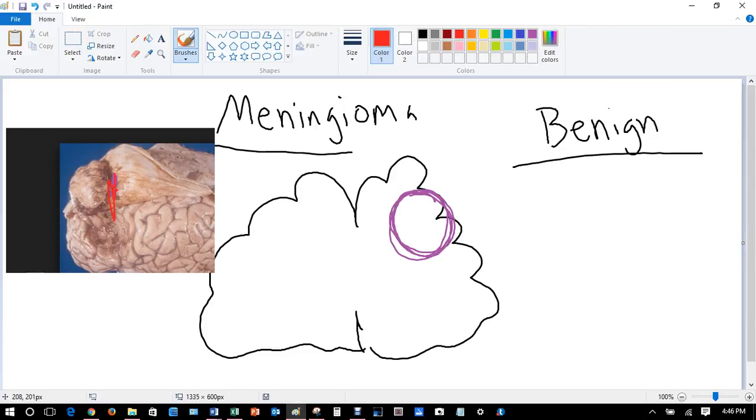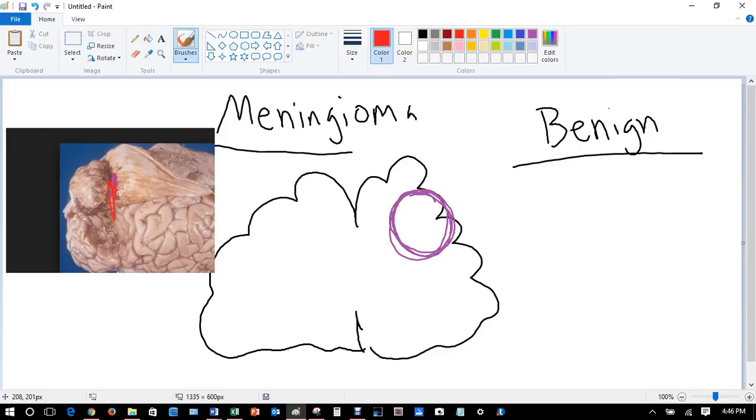It is often asymptomatic, but may present with seizures or focal neurological signs. That would just be if it was pressing on some area where it would cause a neurological sign, maybe Broca's area, or whatever thing it's pressing on. What do you do with these guys? Well, you're going to take them out, or you could do some radiosurgery to try to kill it.